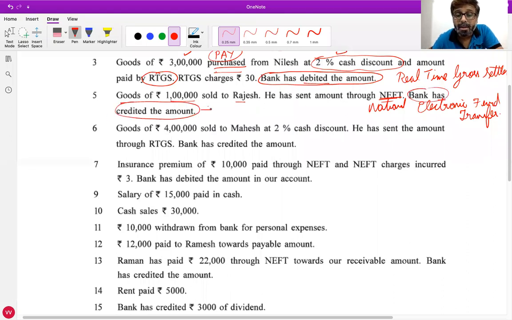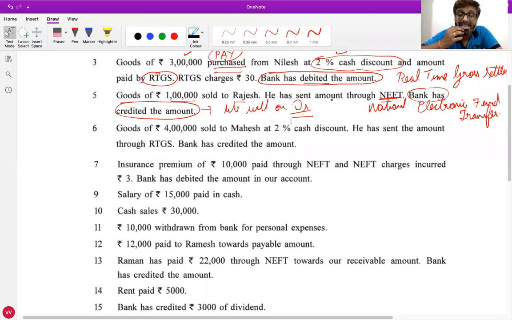Credited. So we will write on the debit side. Is the shortcut clear? Yes. So easy, na? If they say bank has debited or bank has credited, there is nothing to imagine. No need to discuss the journal entry also. Did you understand this shortcut?